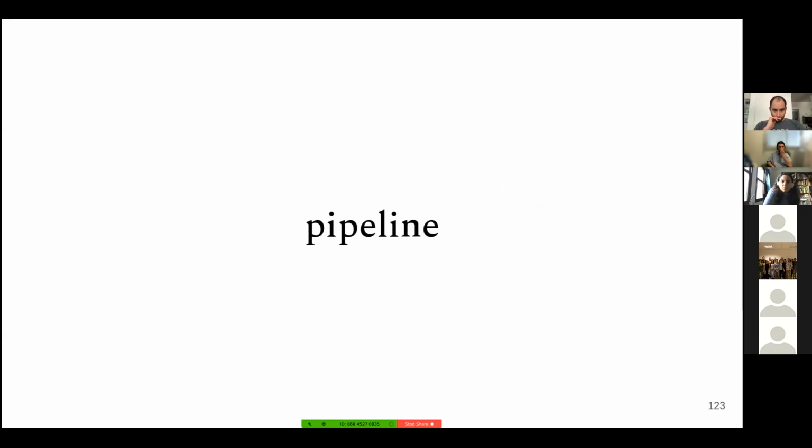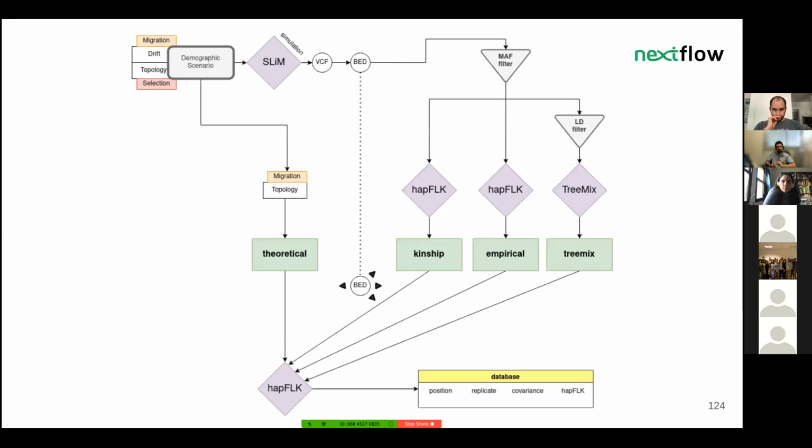Now I will show the main pipeline for computation and handling data. The pipeline was managed with the domain-specific language Nextflow for reproducibility. So the first step was to specify the demographic scenario to be simulated. This includes the tree topology, the drift parameters, and the admixture and selection coefficients. This was done by writing specific SLiM scripts that output genetic data into VCF files, which are then converted to the BED format. And the genotypes are filtered for low minor allele frequency.